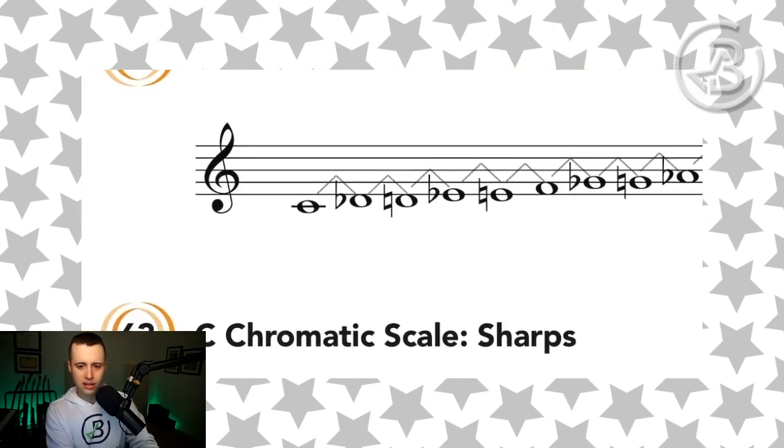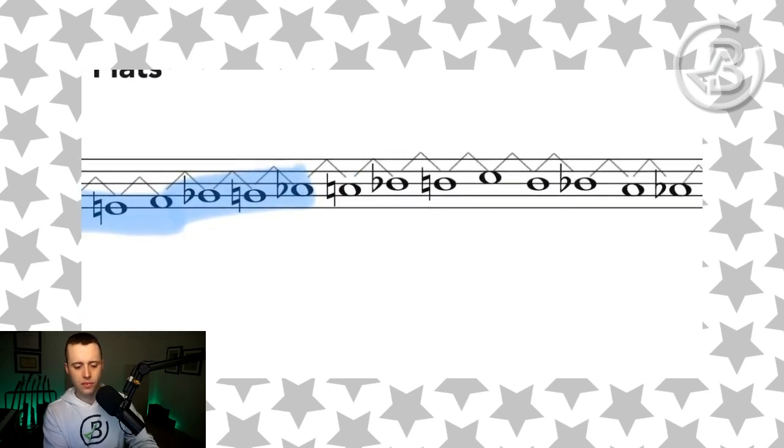We start on C, then we have D flat, then D, then E flat, then E, then F, then G flat, then G natural, then A flat, then A natural, then B flat, then B natural, then C. All right, there you go. We started on C4, we ended on C5.